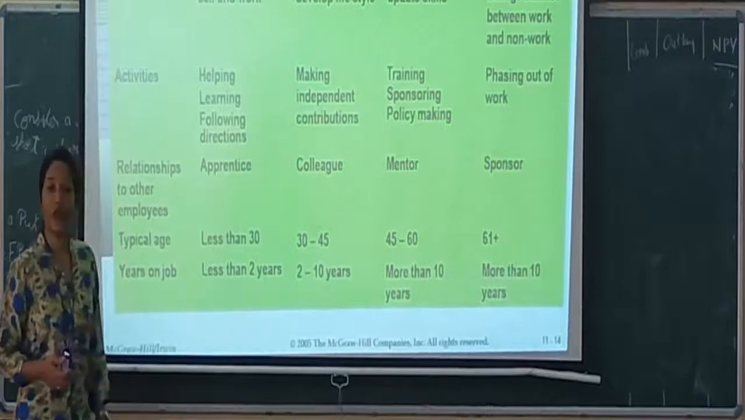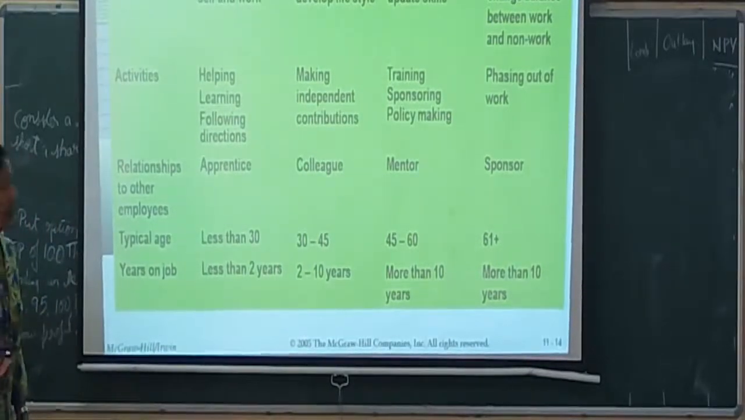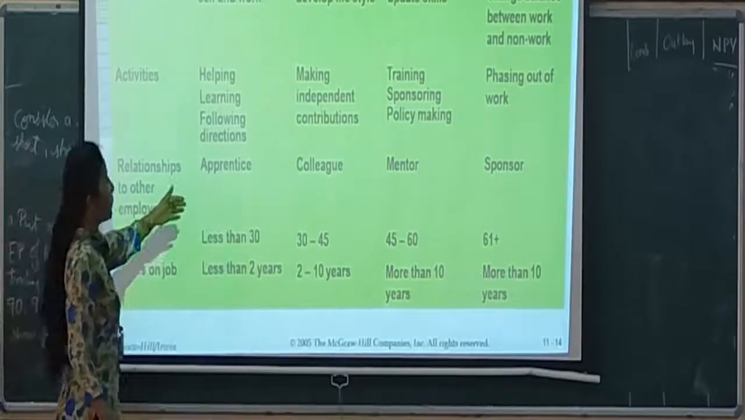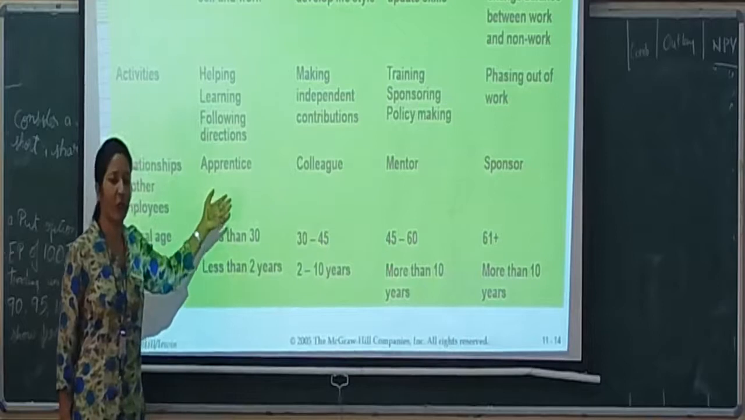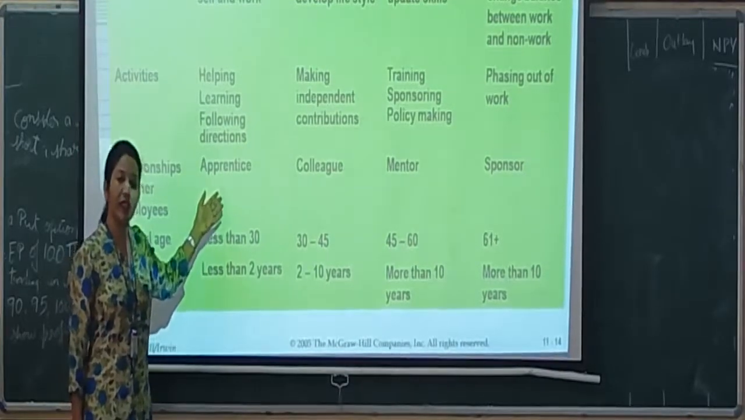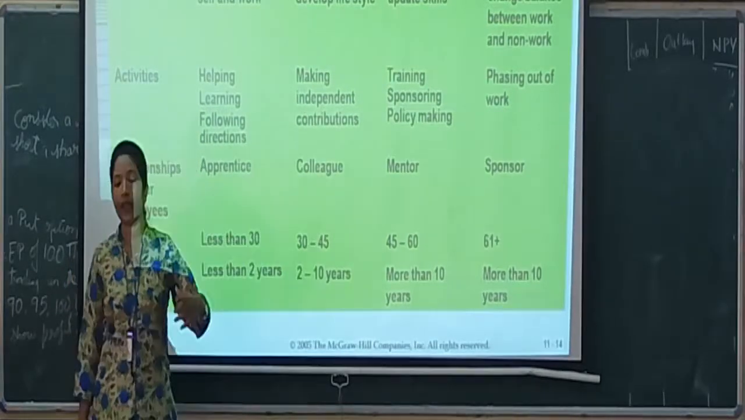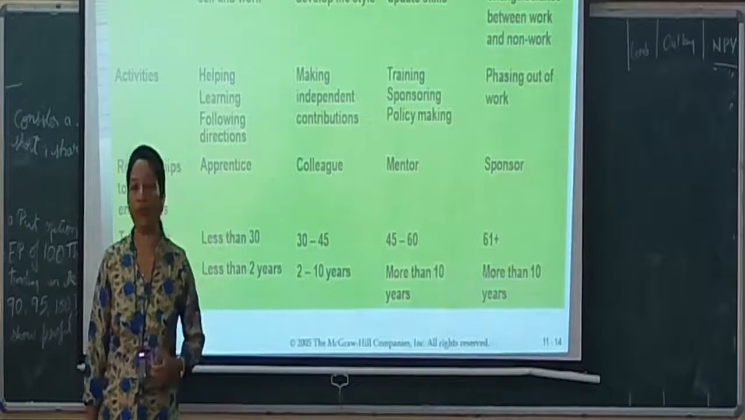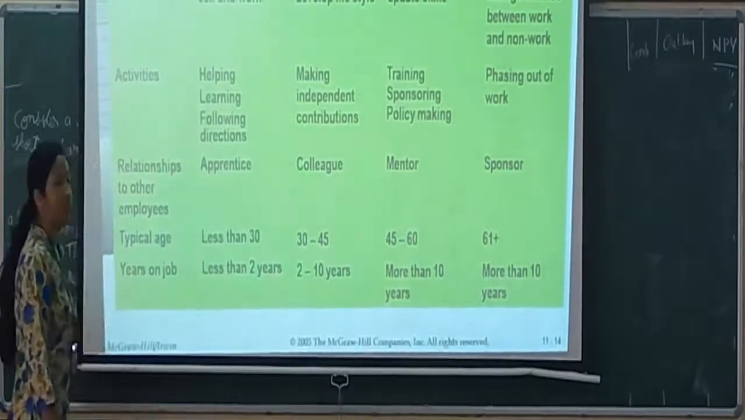The relationship to other employees is now becoming that of a colleague. You can see here, in the exploration stage, the employee was working as an apprentice or a trainee, right? Now that he has found the right job and he has established himself, he is working as a colleague. So that's the kind of relationship development that happens when you're moving through different stages of career development.